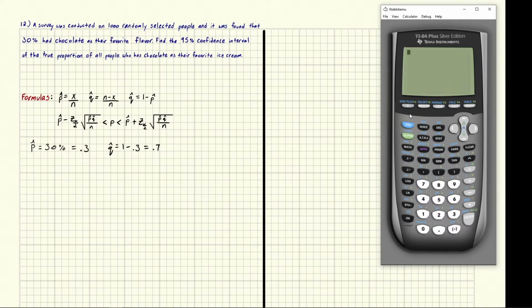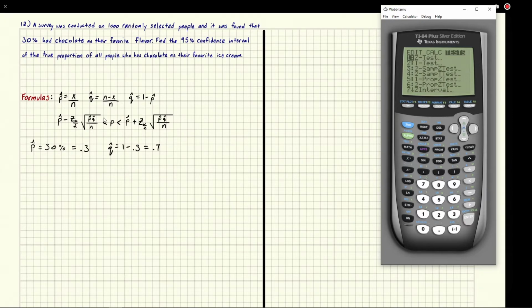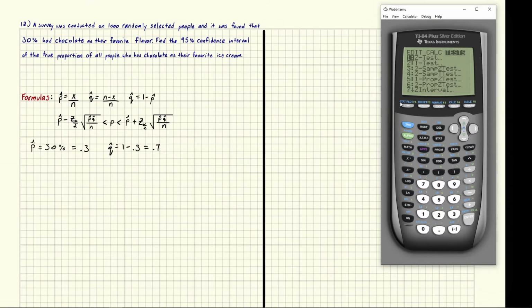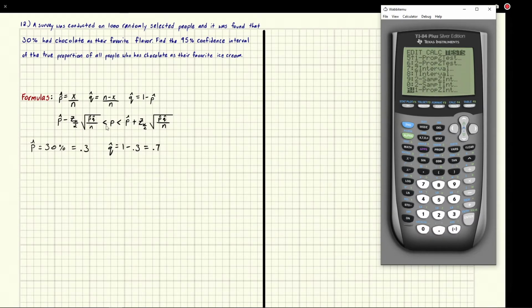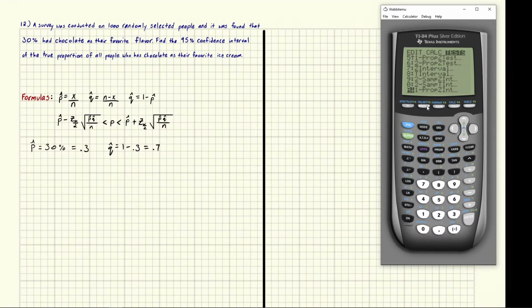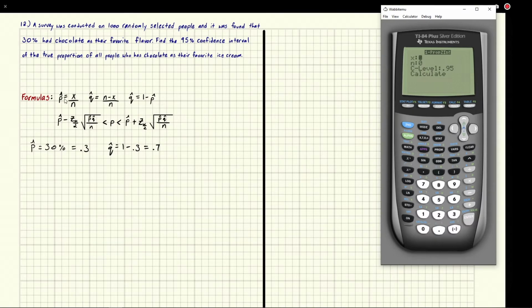So in the calculator, we're going to go to stats and then to tests. And in here, we're looking for a confidence interval. So we're going to look for something that has to do with proportions and intervals. We see we've got a Z interval, so we don't want that. We've got a T interval. We've got a 2 sample Z, 2 sample T. And then we've got a 1 proportion Z interval, which is exactly what we have because we're using Z scores here. So we're going to choose A. And in here, it wants our X, which is the same thing as our p hat.